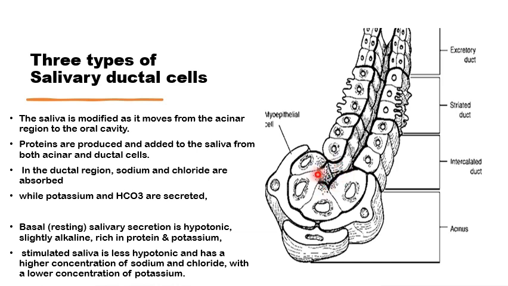So the final saliva secreted from the excretory duct would be different from the isotonic saliva secreted in the acini. The basal saliva, the resting saliva without stimulation, would be hypotonic, slightly alkaline due to the bicarbonate in the saliva, and will be rich in protein and the potassium secreted through the duct system. When the salivary glands are stimulated, the flow of the saliva is more rapid, and there will be less time for the ductal cells to absorb the sodium and the chloride or excrete potassium and bicarbonate. Therefore, the fluid would have a higher concentration of sodium and chloride and a lower concentration of potassium and bicarbonate, and it will become less hypotonic than the resting or the basal saliva.